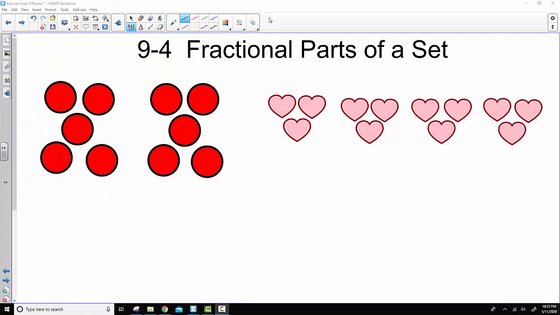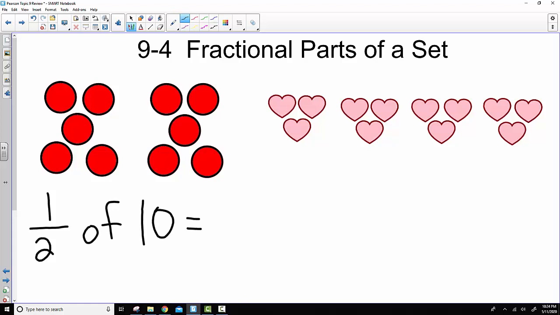Our next topic for consideration is fractional parts of a set. So let's look at our first problem. We have a set of 10 red circles. We want to divide that set into 1/2. So 1/2 of the 10 shapes is our question for today.